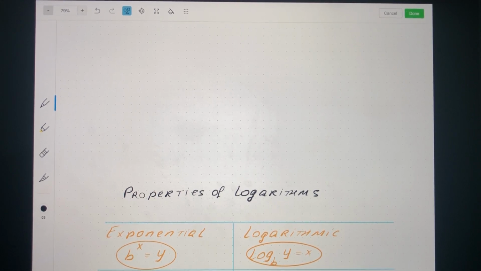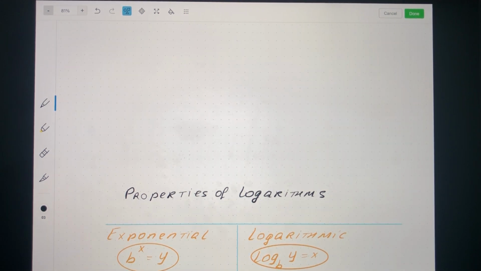Hello, in this video, let's talk about the properties of logarithms. Now, logarithms are inverses of exponential functions, which means that there are some similarities between the properties of exponents and the properties of logs. So let's look at all the properties of exponents and compare them to the properties of logs to see the similarities.